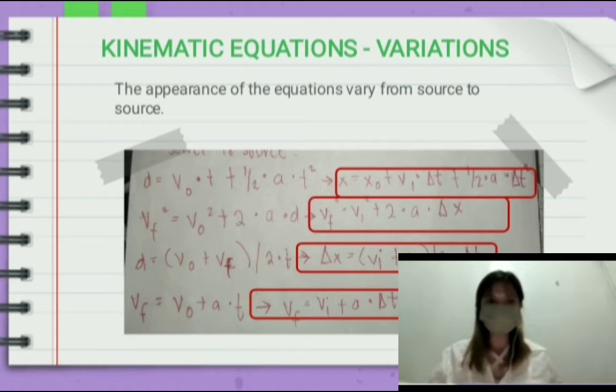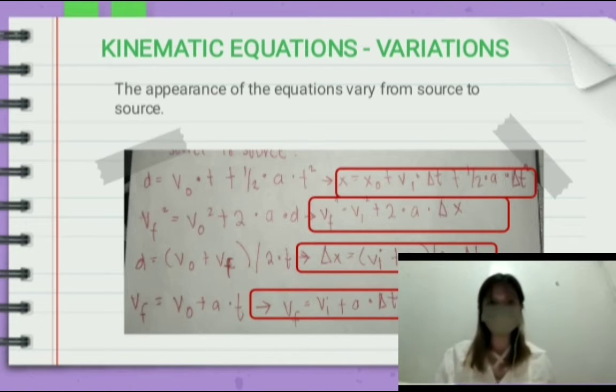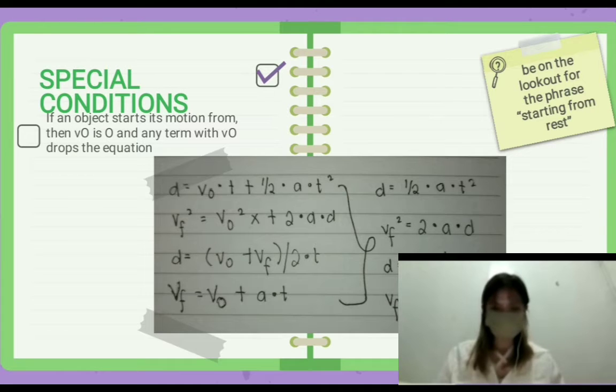So these four equations may not always look the way that I place them here, but the main thing that you need to understand is, whatever form of the equation that you use, what do the symbols mean? So here they are again, my four equations.